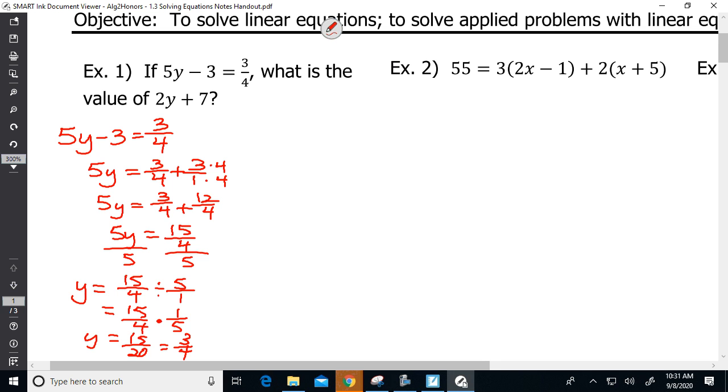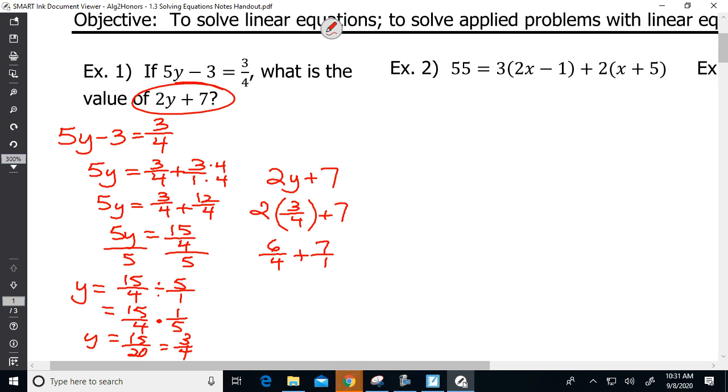Then let's finish the problem. Because that's not the final answer. It didn't ask you what y was equal to. It asked you what 2y plus 7 is equal to. 2y plus 7, 2 times 3/4 plus 7. 2 times 3 is 6, divided by 4. 6 over 4, which reduces to 3 over 2. Those aren't the same denominator, and you can't add if they're not the same denominator. Three over 2 plus 14 over 2, 17 over 2.